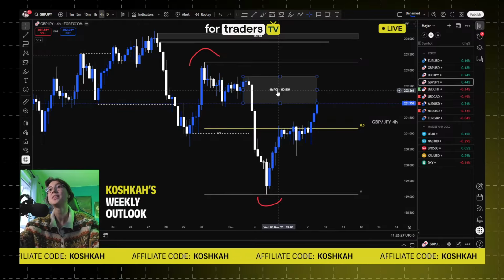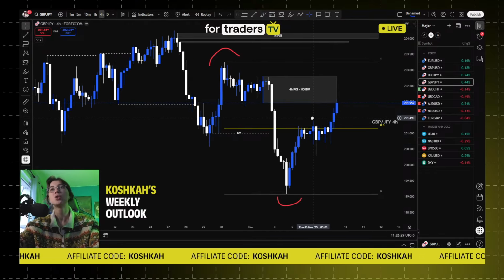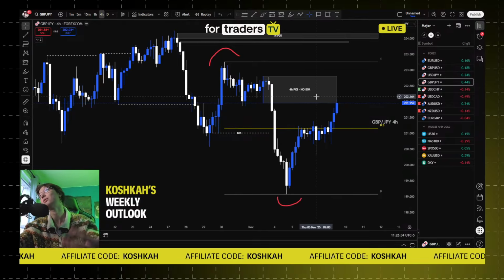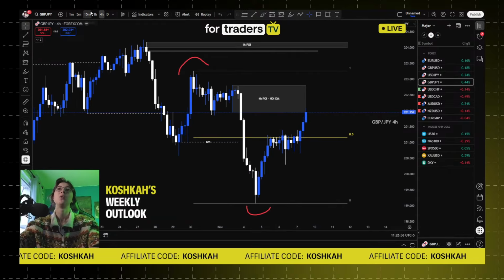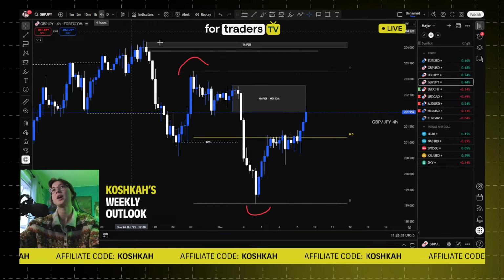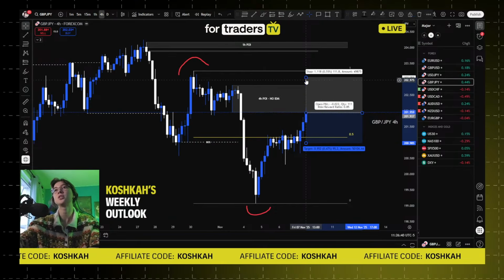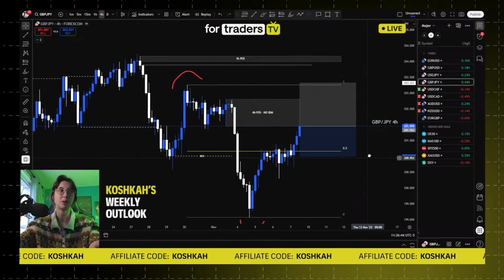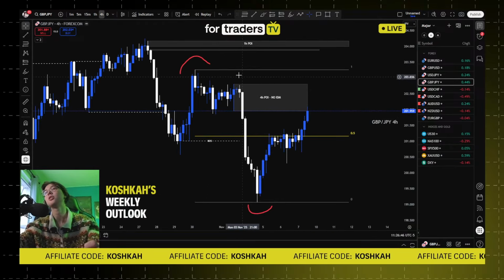Anyway, so now we tapped into this 4-hour POI, right? So what does that mean? What do we do with this information that now we tapped into this 4-hour POI? Okay, we go on the 15 minutes. So this is what I was explaining. We're not gonna straight away just enter right here, stop loss above the high, and enter and pray for the best, right? We need to wait for a confirmation.